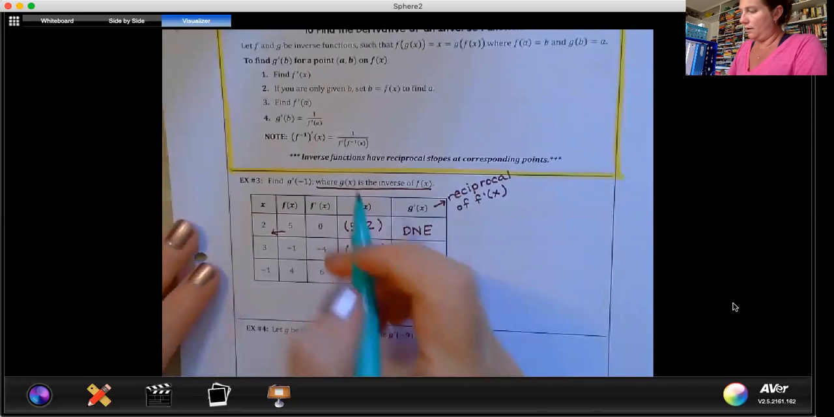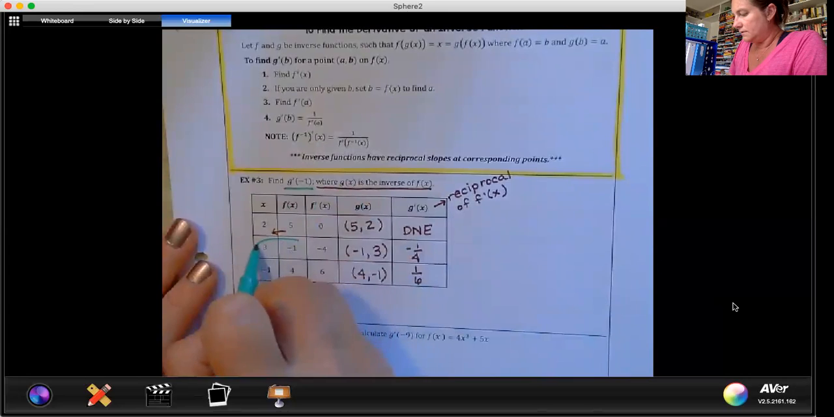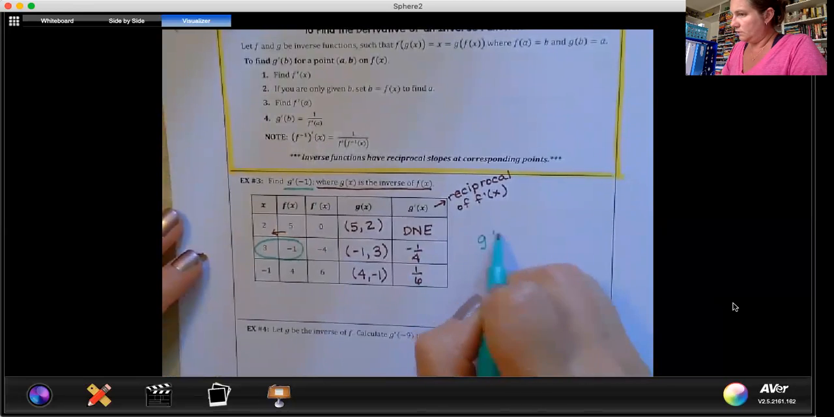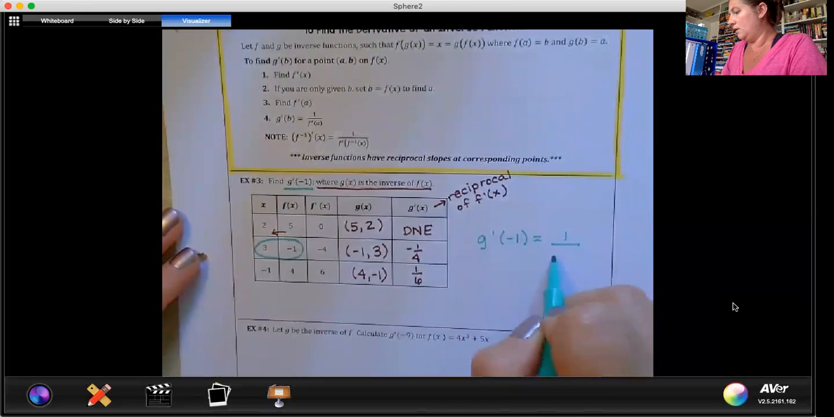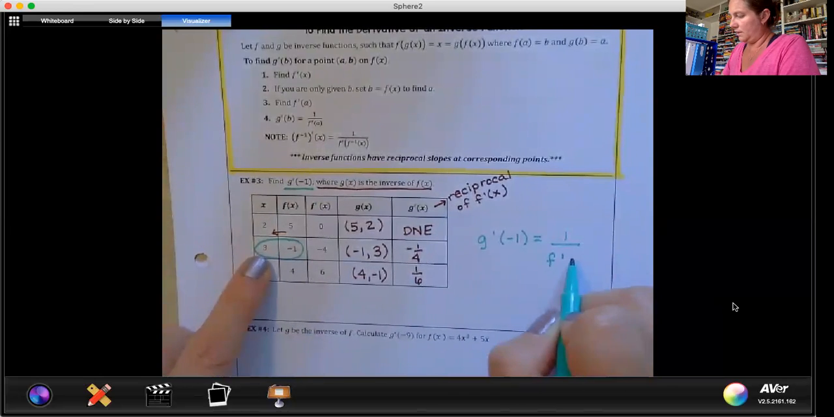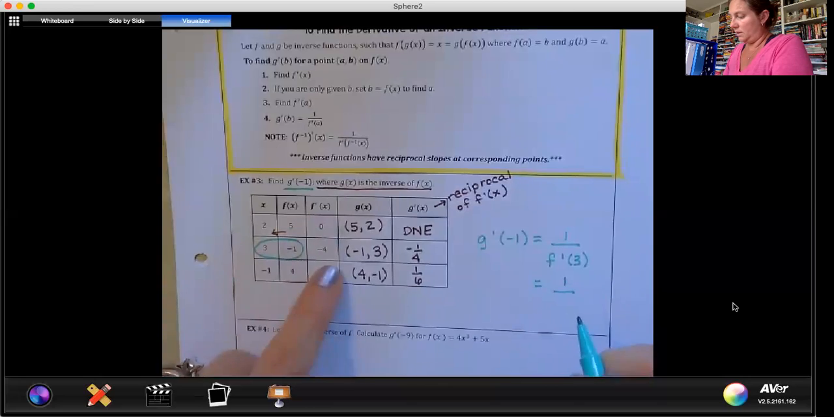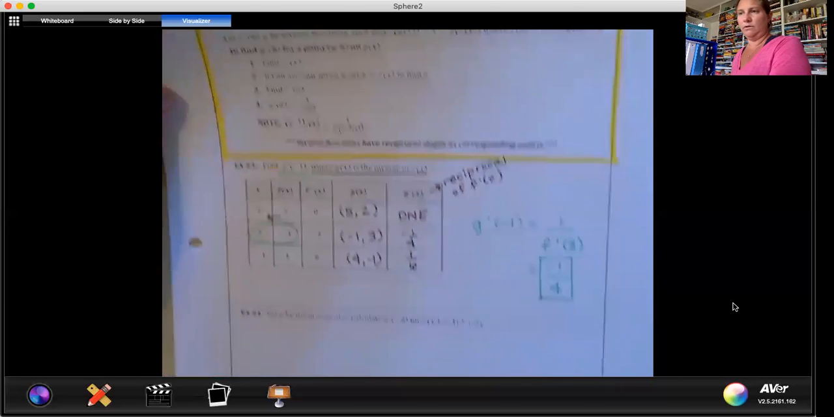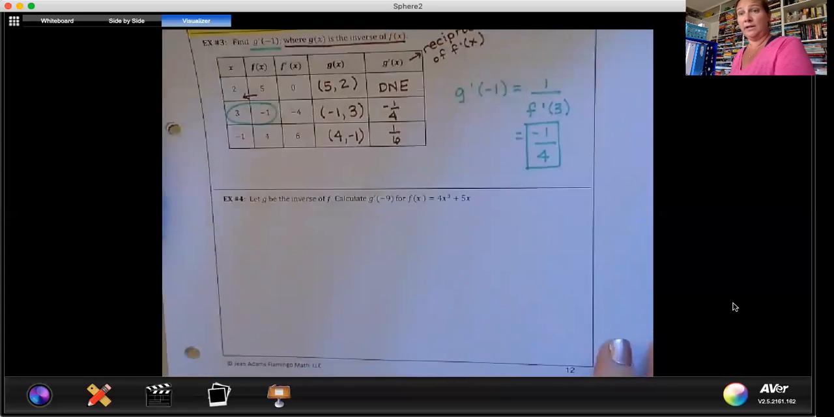We're looking for g prime of negative 1. So we're going to focus here, g prime of negative 1. So g prime of negative 1 is going to be 1 over f prime of 3. And f prime of 3 is negative 4. So a lot of substituting, a lot of possibly feeling like you're going in circles. You kind of are. Just make sure you know which circles you're heading in and that you're heading in the right direction.